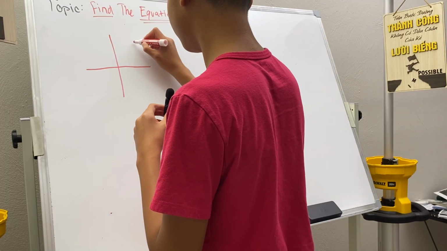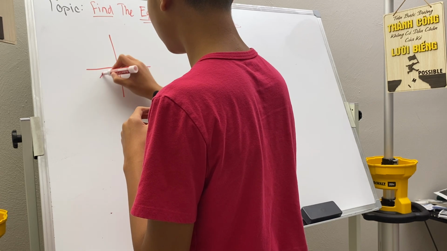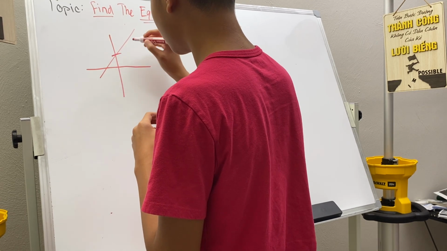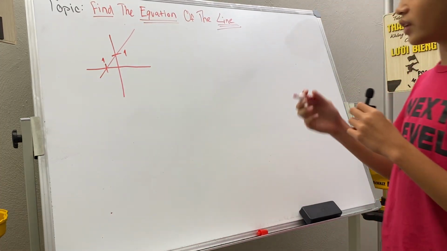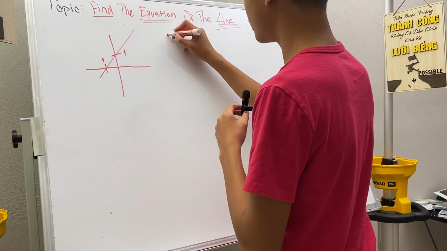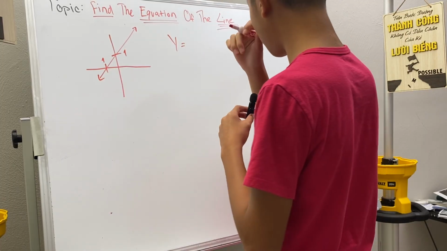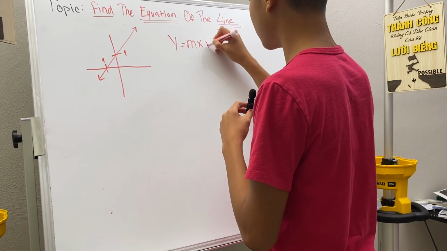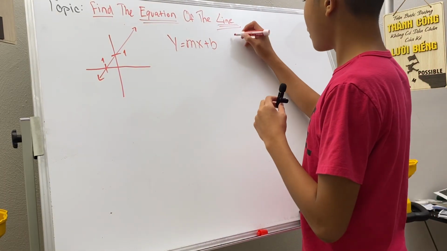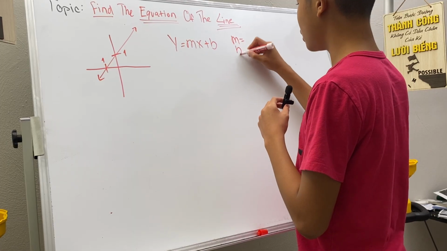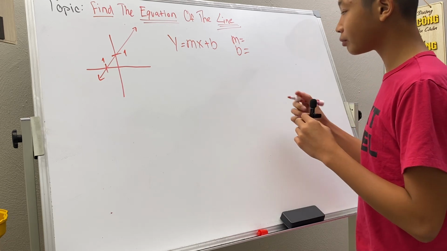Basic one. This right here is 1. This right here is 1 as well. We need to find the equation of the line. It's linear, so you can tell it's linear because it's going straight. y equals mx plus b. This is the slope-intercept form from the last video. We need to find the slope and the y-intercept, so we plug it in. That's how you find the equation of the line.